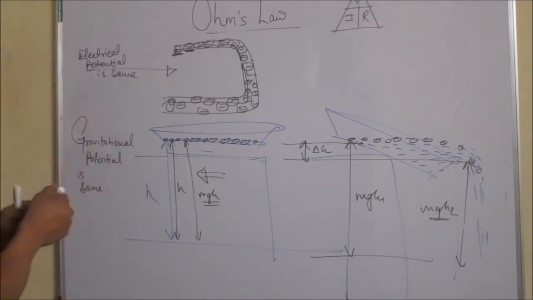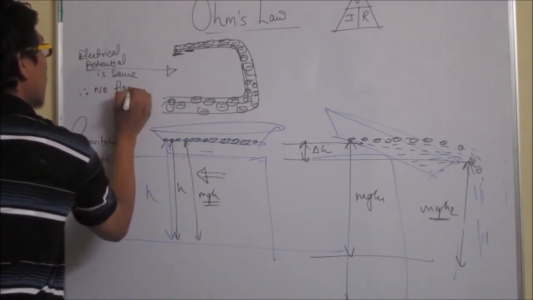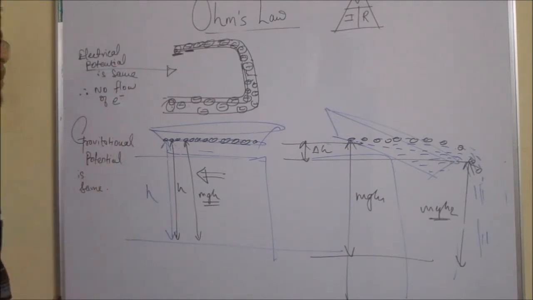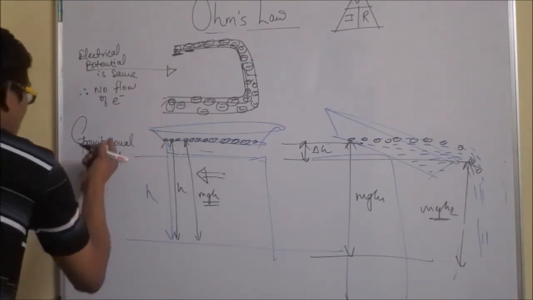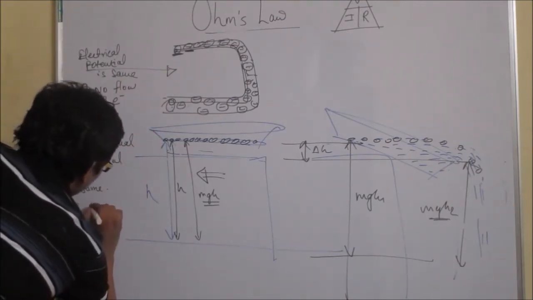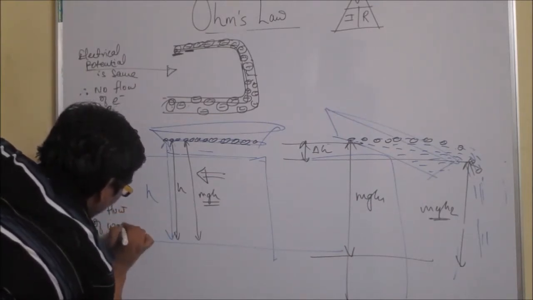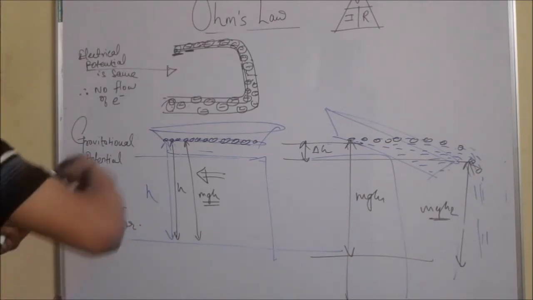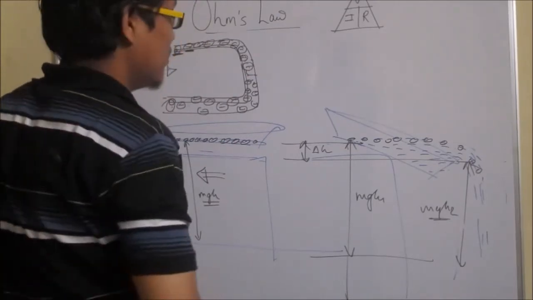Here there is no flow, therefore no flow of electrons. I will denote them by E minus because they actually have negative charge. Therefore, no flow of water. Now just remember this point and we will go further. The second case, in electrical or electronics.